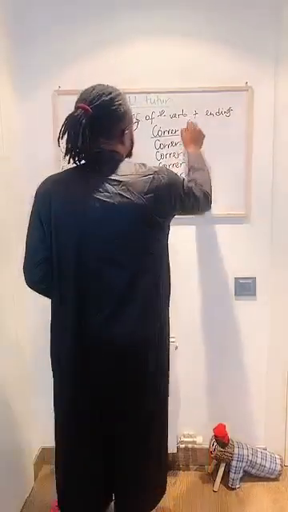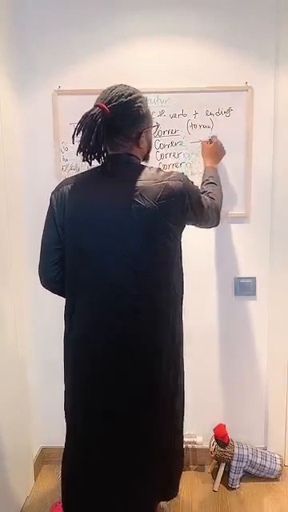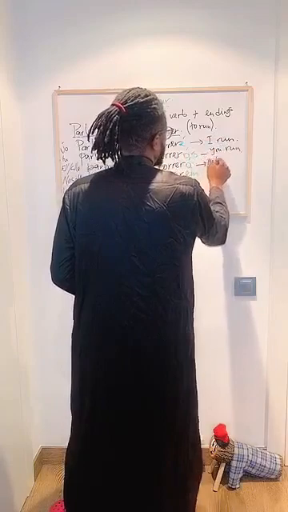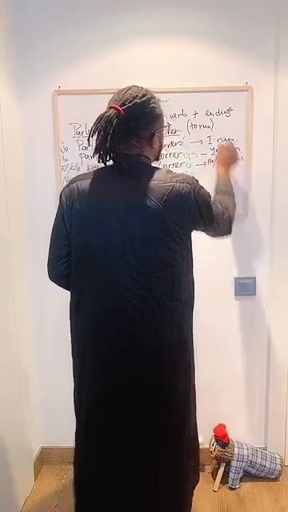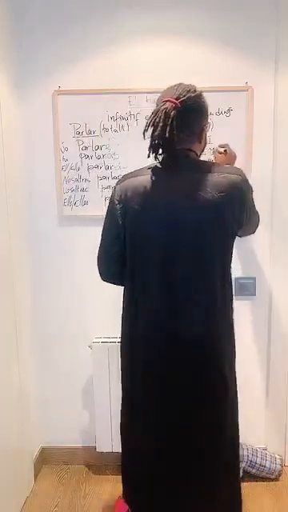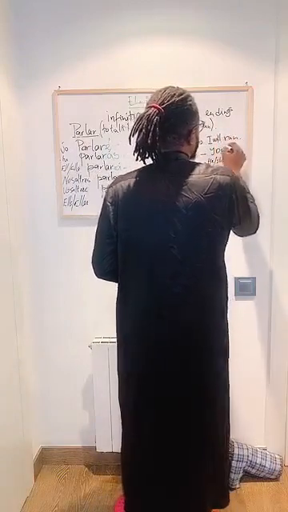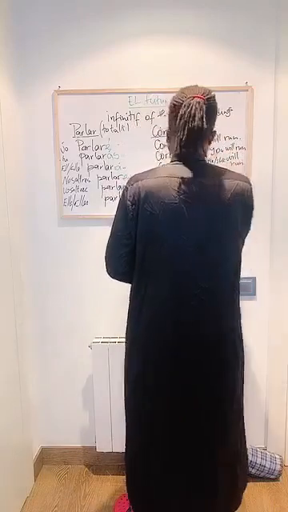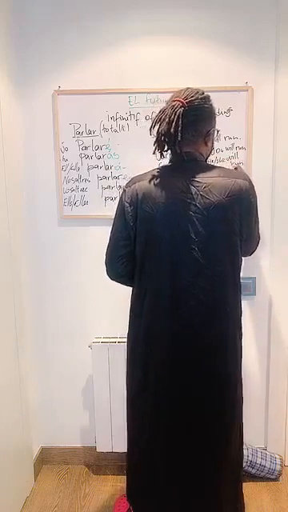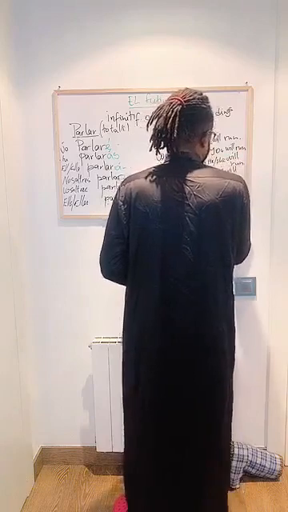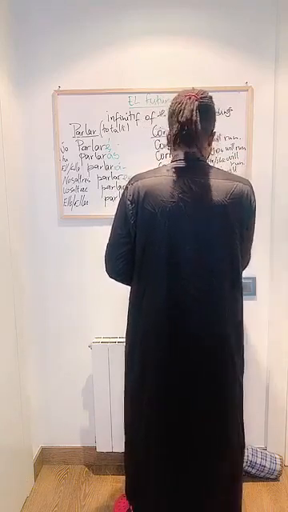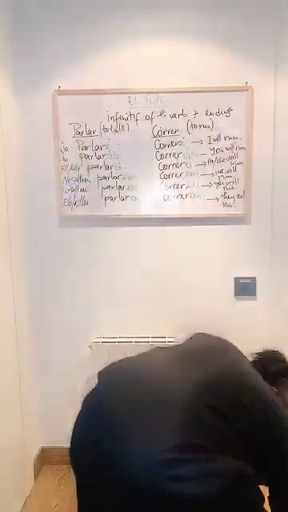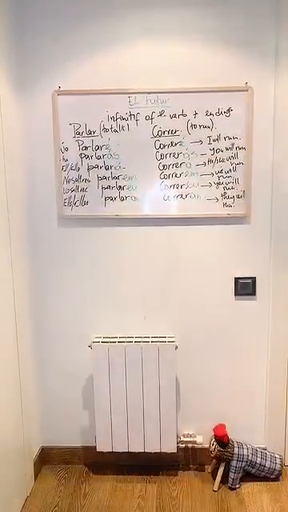So corra means to run. So I ran. You ran. He or she runs. Present tense. I will run. You will run. He or she will run. We will run. You will run. Then the last, they will run. So I'm showing that down. Simple as the original. So there you go.